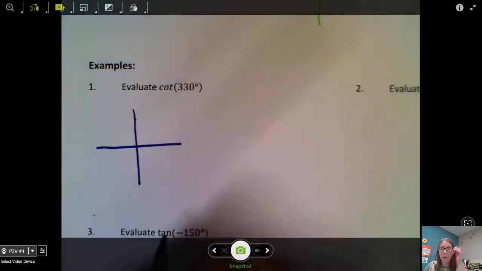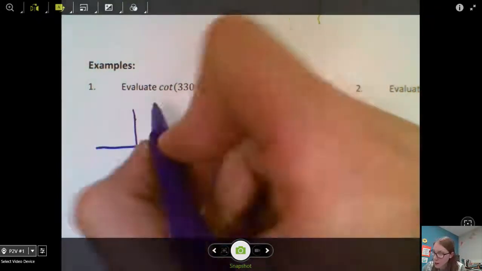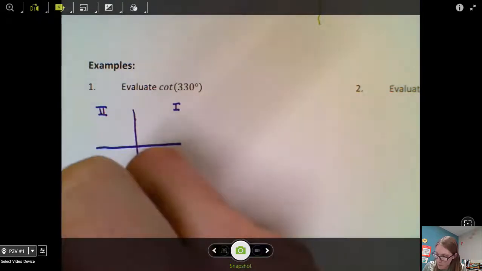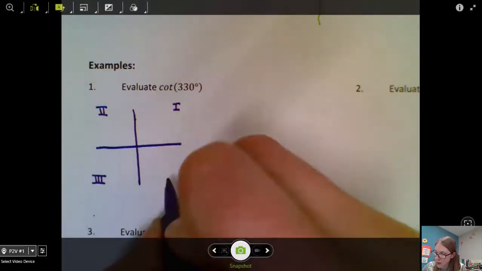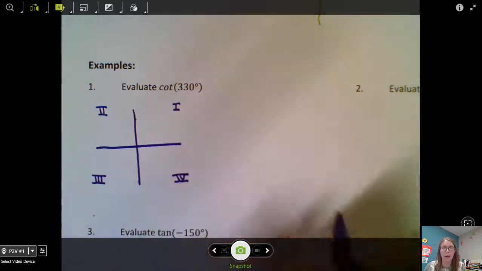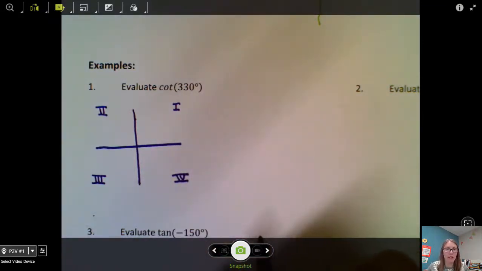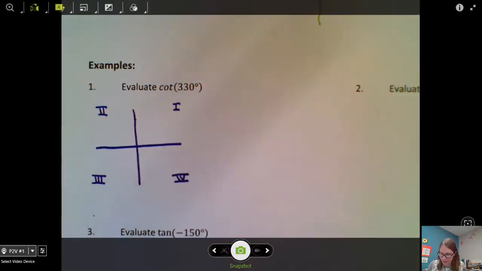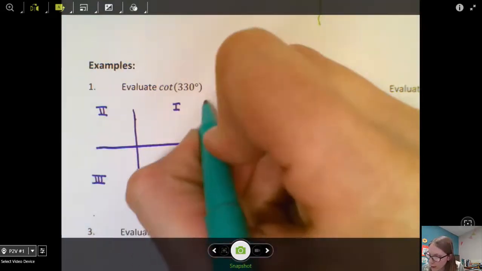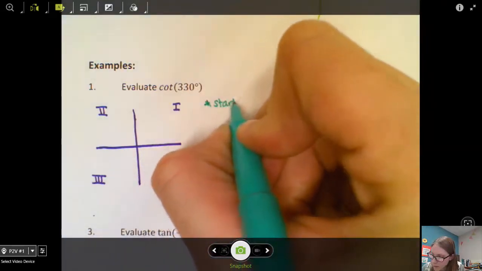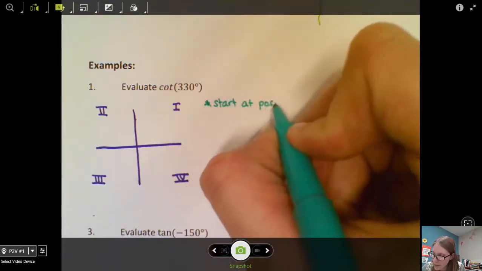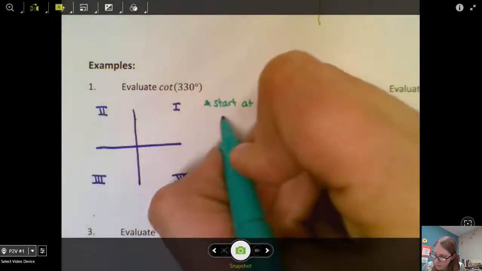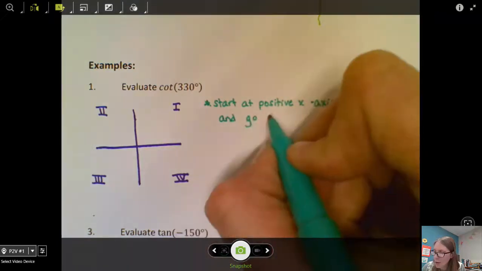And keep in mind that the coordinate plane is divided into 4 quadrants. The first quadrant's over here, and then we have our second quadrant, the third quadrant's in the bottom left, and then the fourth quadrant is the bottom right. We have our coordinate plane, it's divided into all these quadrants. When we are trying to figure out where an angle is, we want to start at the positive x-axis and go counterclockwise.